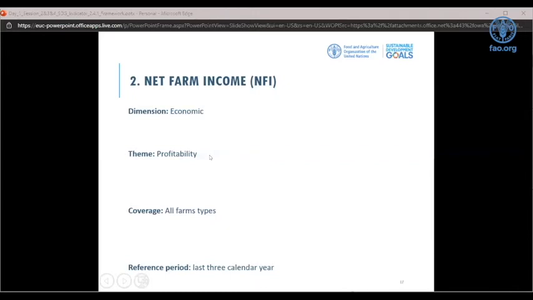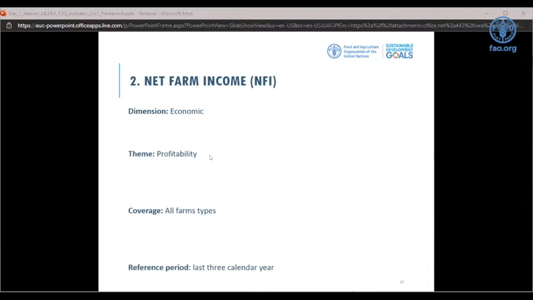We started off with the SDG 2-for-1 indicator in general. We covered the first sub-indicator in the economic dimension, output per labor activity. The second sub-indicator in the economic dimension is called net farm income. The theme is stability. The coverage for this sub-indicator is all farm types. What I was referring to yesterday for this particular sub-indicator is that we have kept the reference period here. I will explain to you why.